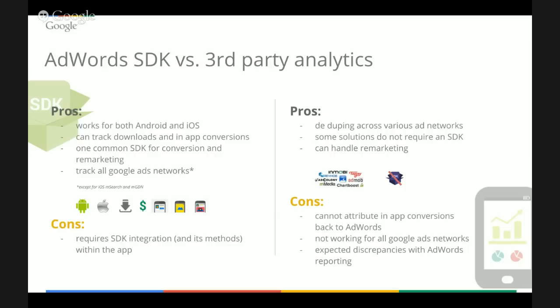tracking. And one of the more important cons of this solution is that it cannot attribute in-app conversions back to AdWords. So as I mentioned, we have some solutions that are directed to in-app conversions like a sale or something else. We will talk about it later on. And third-party analytics won't be able to show you that data in your AdWords account. So that's something to bear in mind. What's also important is that those third-party solutions do not work across all Google Ads networks, and you should expect discrepancies with AdWords reporting.